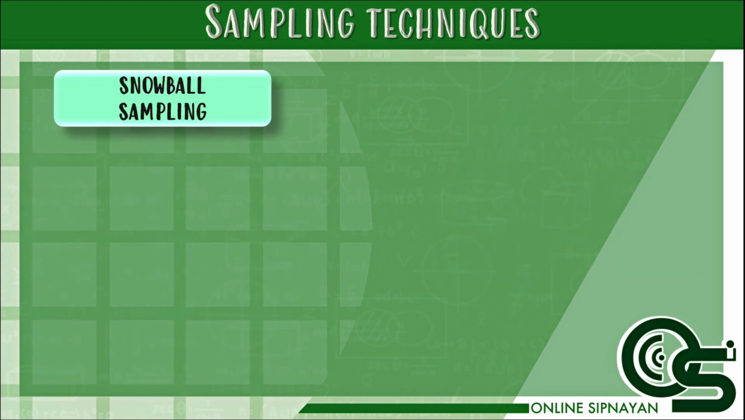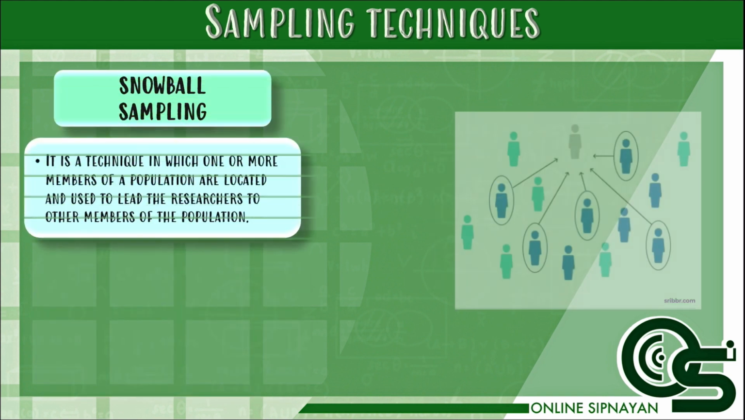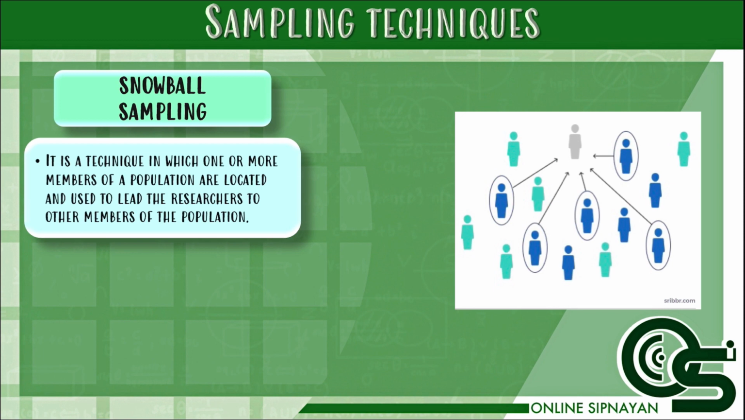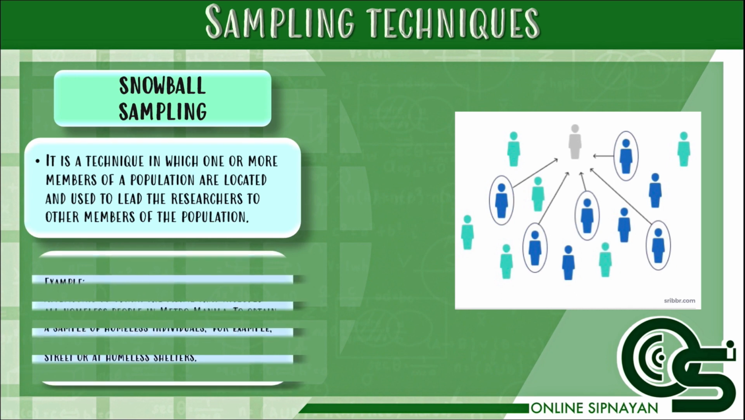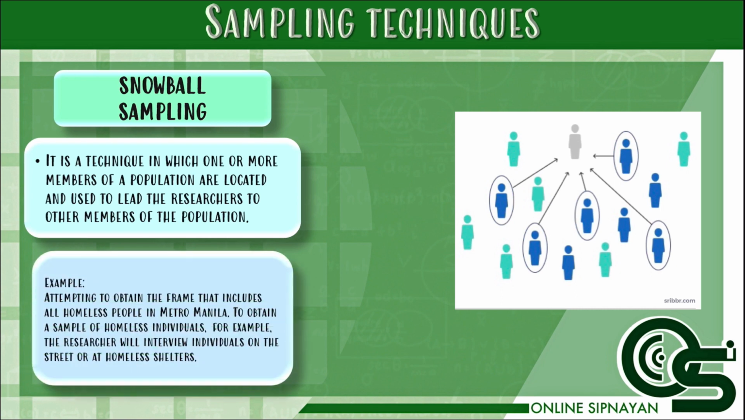Fourth is snowball sampling. It is defined as a technique in which one or more members of a population are located and used to lead the researchers to other members of the population. For instance, attempting to obtain the frame that includes all homeless people in Metro Manila. So to obtain a sample of homeless individuals, for example, the researcher will interview individuals on the street or at homeless shelters.